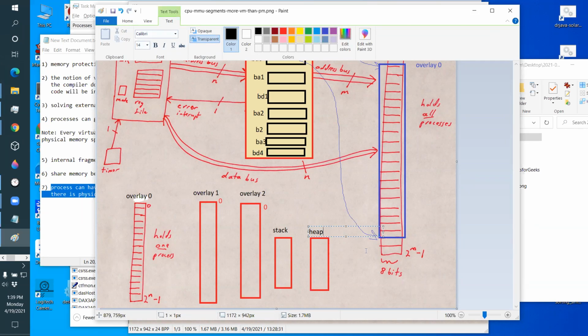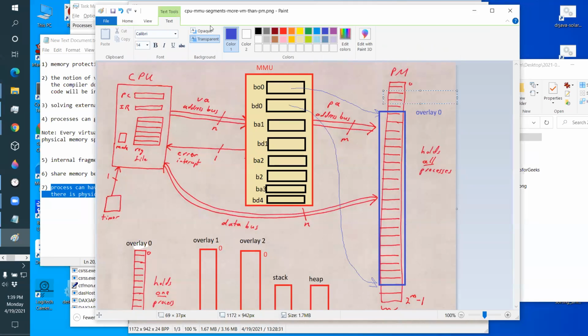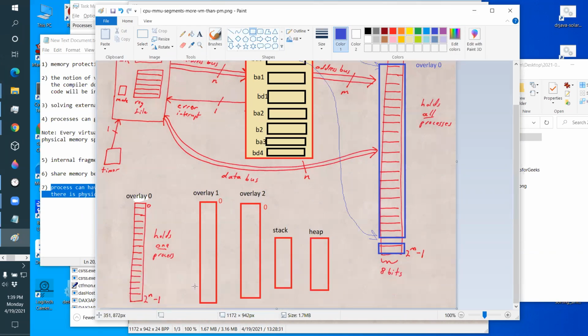Okay, and then you probably wouldn't have the code overlay being all of memory. There'd have to be room for the stack. The stack could be up here and the heap could be down here, for example. So now all together, they add up to more than there is physical memory: three overlays and a stack and a heap. Together these things add up to be more than there is physical memory.